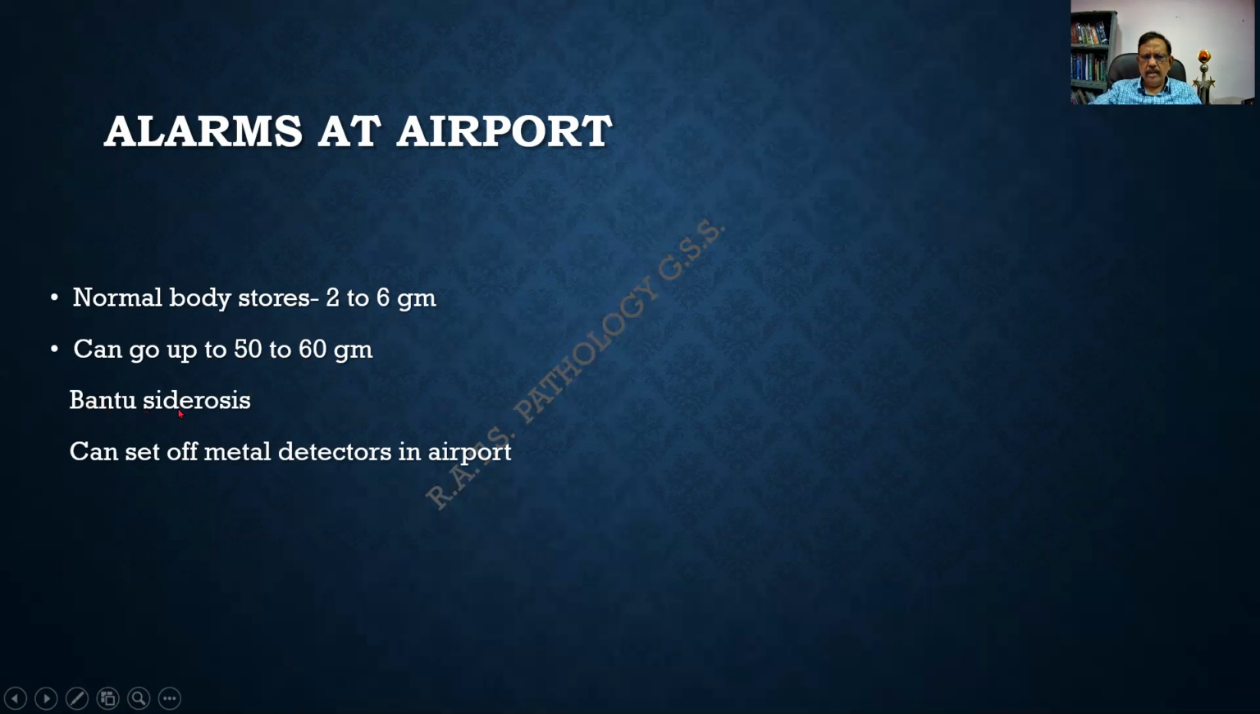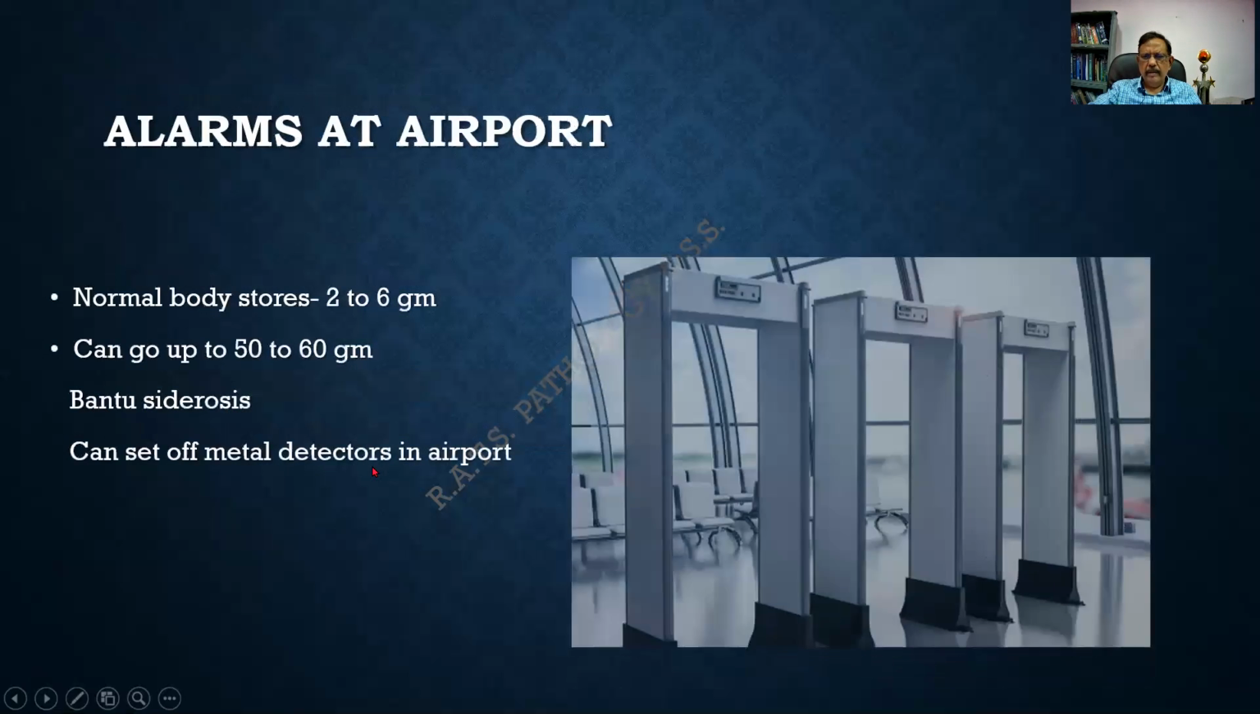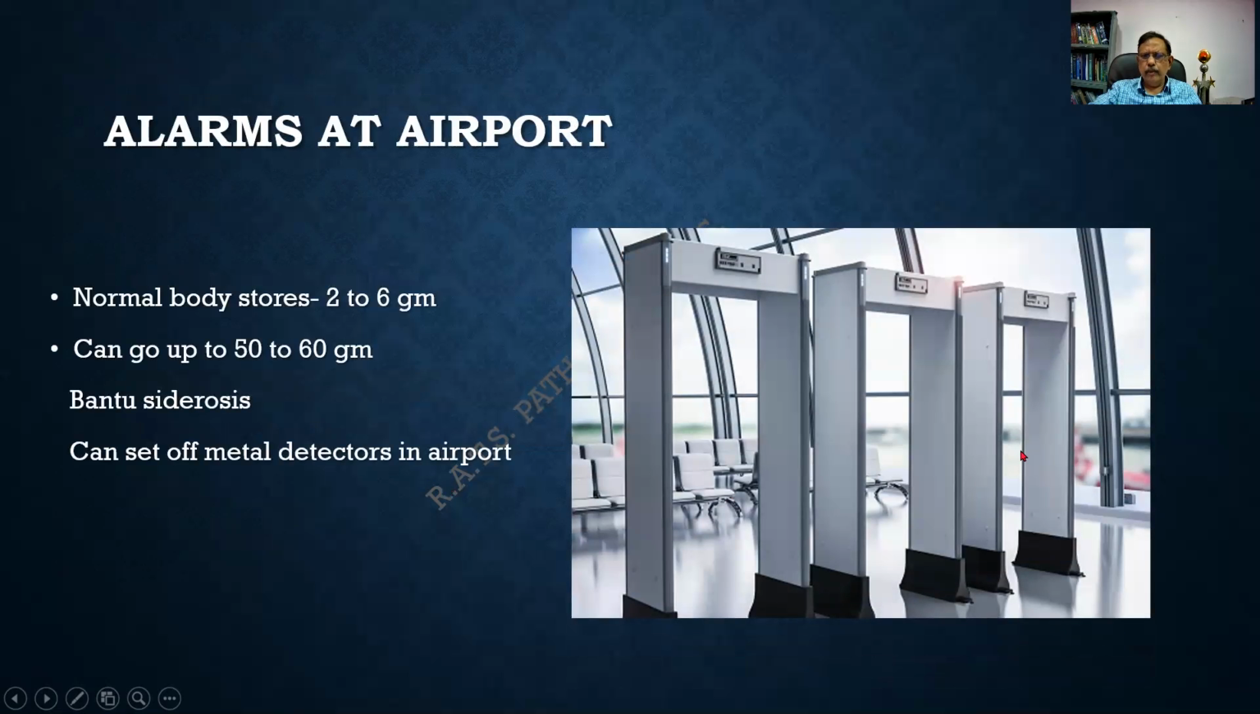There is a condition called as Bantu cirrhosis, and this can set off metal detectors in the airport. They say that when this patient with hemochromatosis passes through the metal detector, the alarm is set on and it starts ringing. Such is the volume. It might be an exaggeration, but we shall see towards the end whether it is true or false.